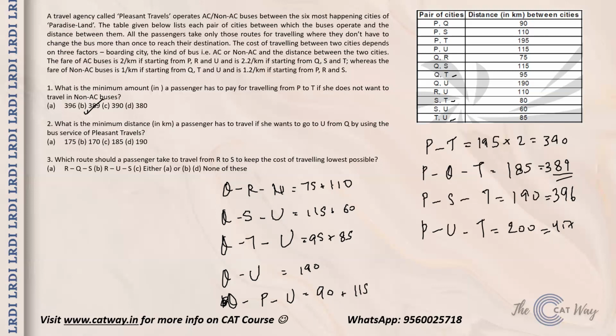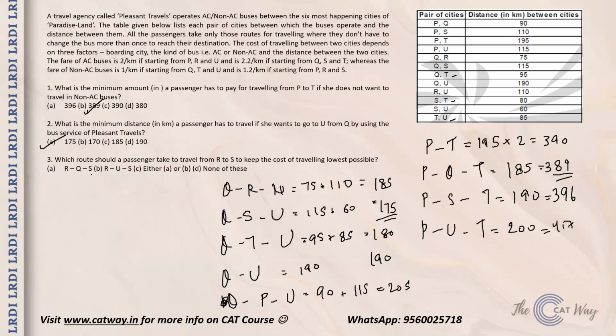So let's see the total. So boss, what is happening over here is, you see, this is 185. Now this is 115 plus 60, 175, and this is 180. This is 190, and 115. This is 205. So the minimum distance is what it is asking. So 175 is the minimum distance. Option number A becomes the right answer.